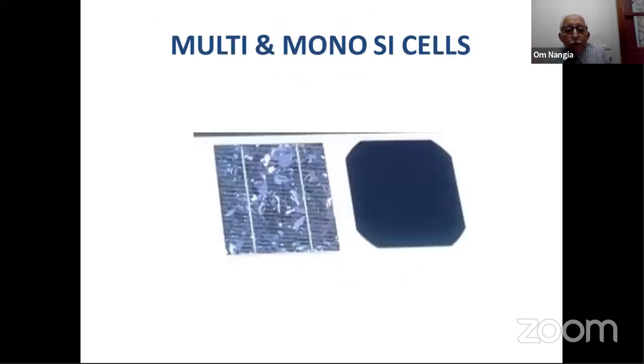These are the wafers, multi and mono, which are cut as thin wafers from the crystals, and those wafers are then used for making cells. This is the picture of multi silicon wafer and mono silicon wafer cells. So these cells are basically the starting material which we start with in India. Some industries have the facility of making solar cells. They have the setup, but not a very large setup for making cells. And then finally, most of the industries in India are making modules from cells.